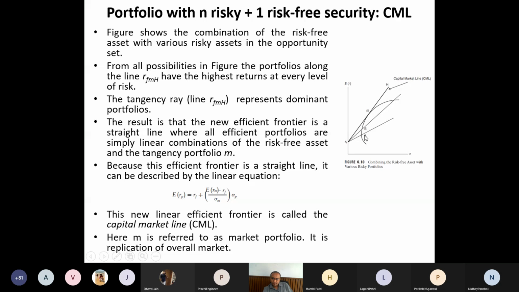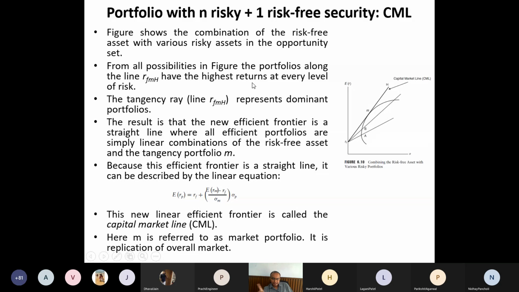There are different points possible, say A, B, M, like this. Out of these, which line? Because there are infinite lines possible. I can join this RF with any point on the efficient frontier. So which will be my new efficient frontier? Can anybody tell me?